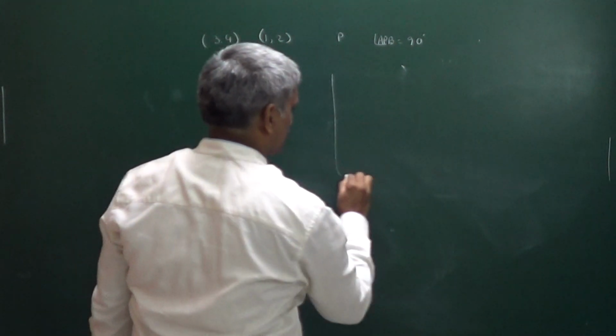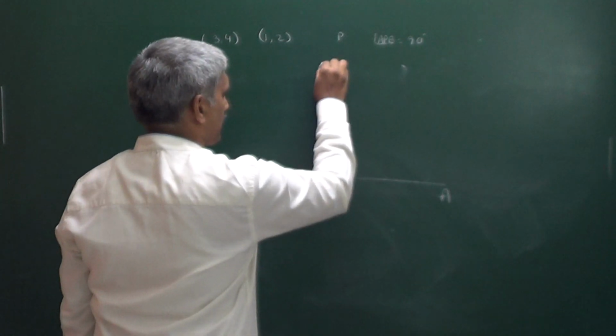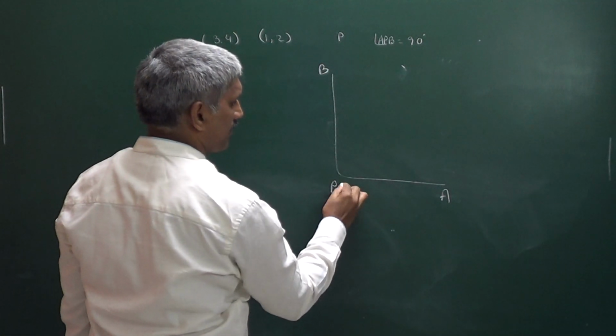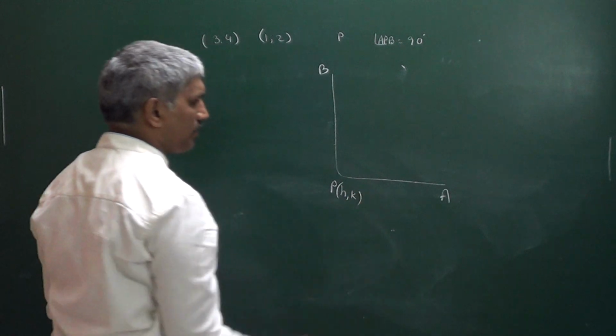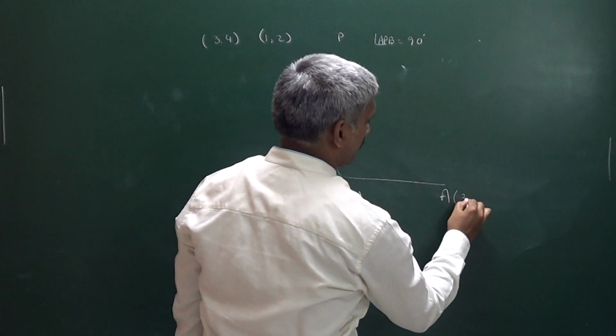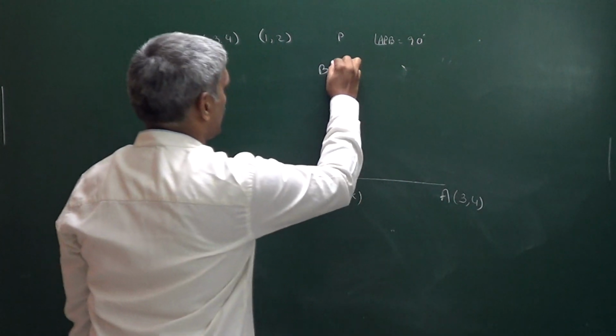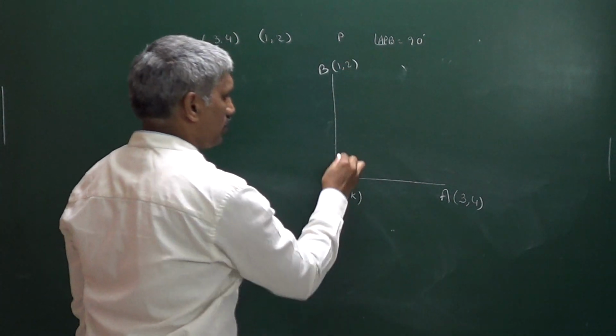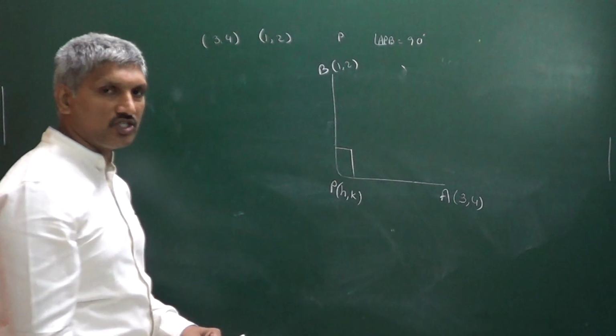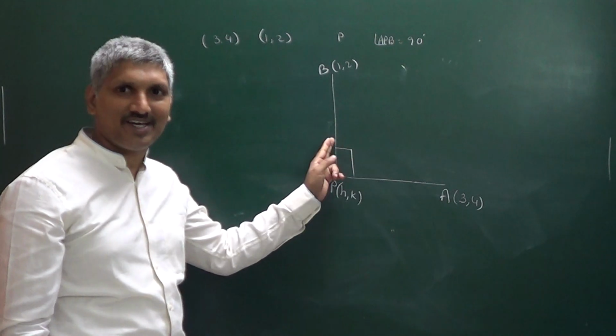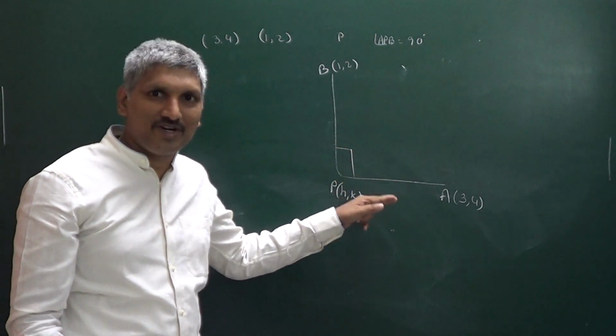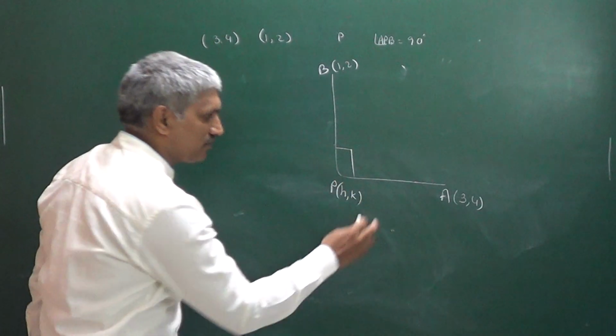What is it saying? Let us say this is P. I am taking this point as (h, k), and this point is given as (3, 4), and this is given as (1, 2). Now what is the question saying? These two lines are perpendicular. What is the slope of this line?